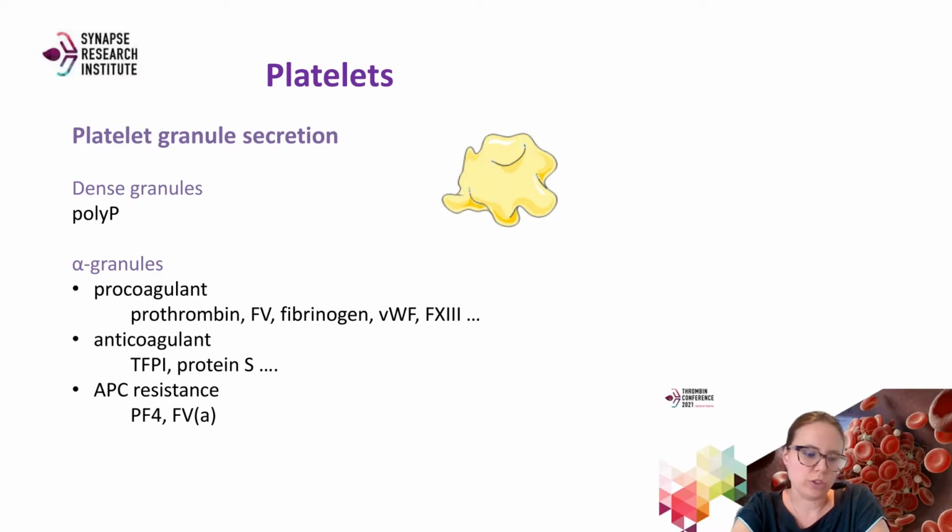The alpha granules contain several procoagulant factors such as prothrombin, factor 5, fibrinogen, von Willebrand factor, and factor 13, but also anticoagulant factors such as TFPI and protein S, and also factors that have an effect on the APC resistance, like platelet factor 4 and also activated factor 5.